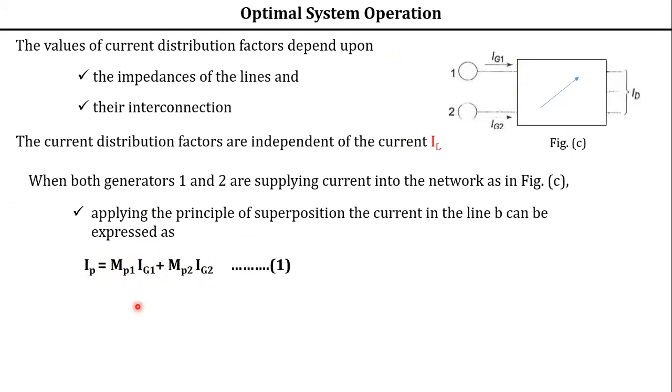So this is the response due to plant 1 and this is the response due to plant 2. The algebraic sum of the responses of both independent sources is equal to the total response IP. Hope you understood this. MP1 and MP2 are your current distribution factors, which depend on the impedance of the lines and their interconnection. Please keep these two points in mind, because they are required when we are solving numerical problems. Call this equation 1.